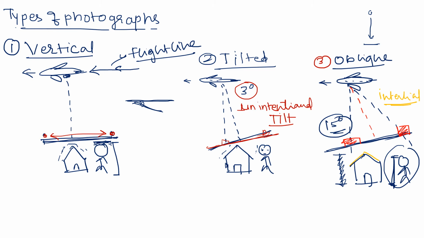But let us understand one more point here: when the oblique photograph comes, there are two types. One is high oblique and another is low oblique. Let us see what exactly is meant by high oblique and low oblique photographs. First, let's talk about the high oblique photograph.